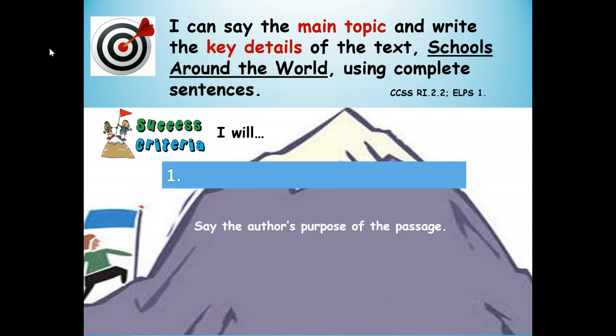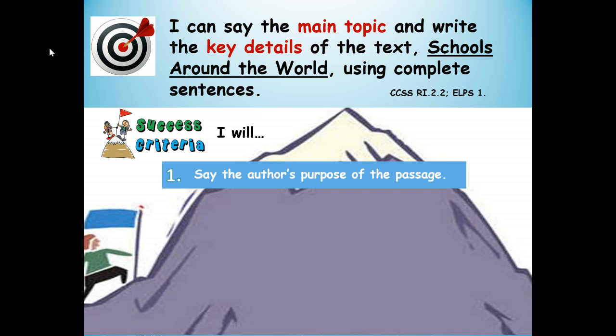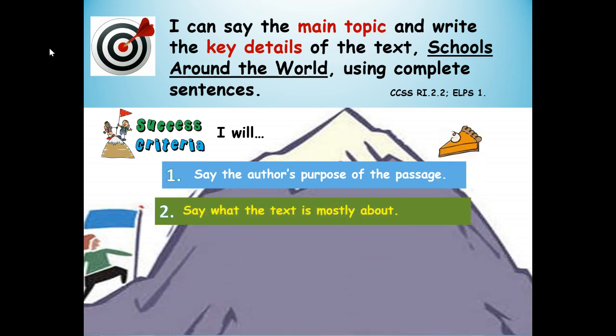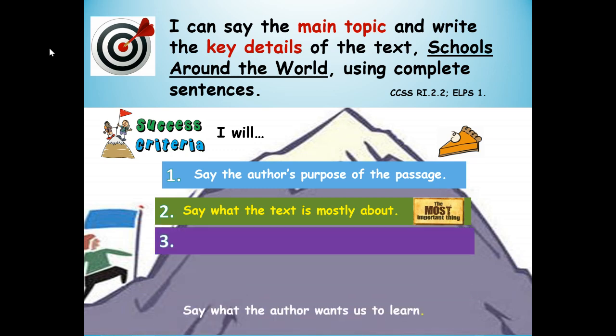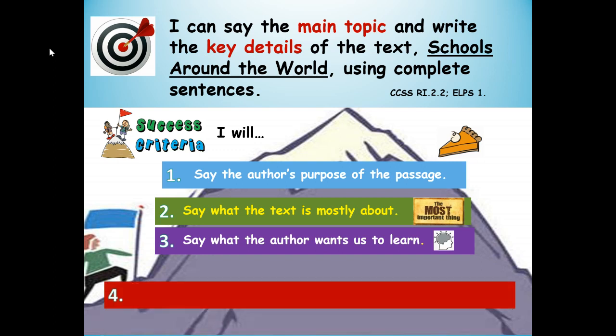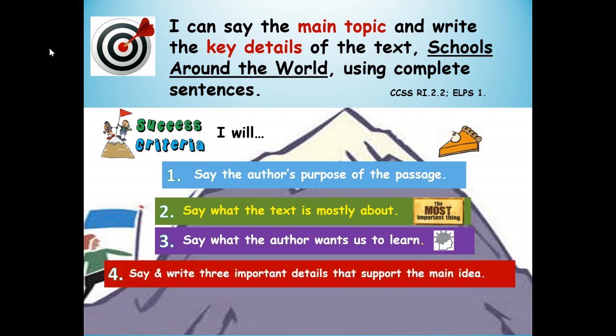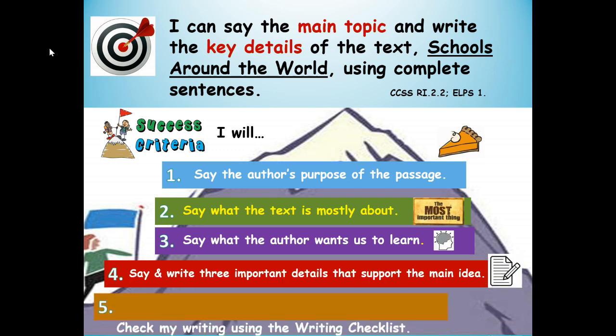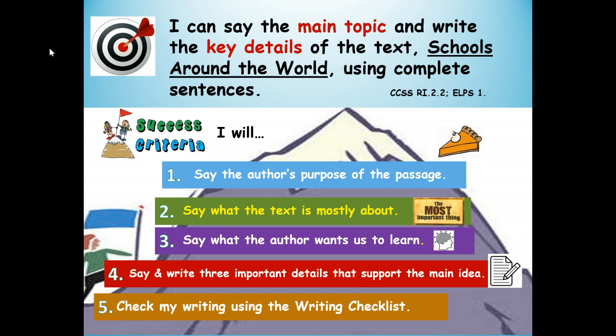I will, number 1, say the author's purpose of the passage. Number 2, say what the text is mostly about. Number 3, say what the author wants us to learn. Number 4, say and then write 3 important details that support the main idea. And then finally, check my writing using the writing checklist.